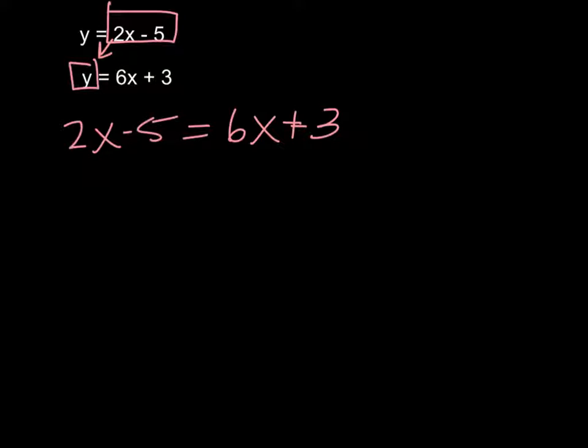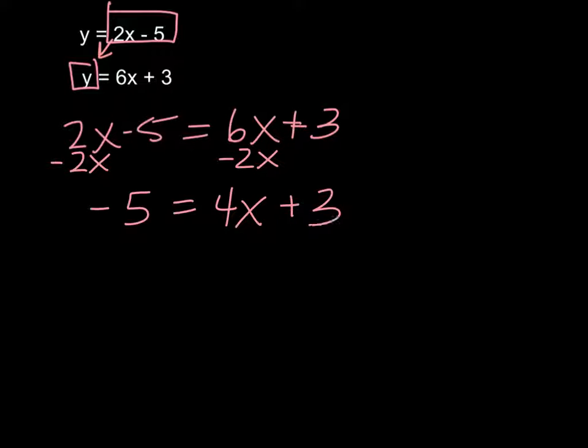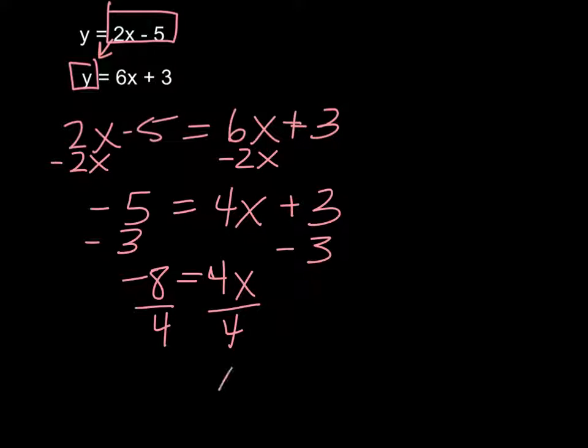So in this case, we have to get the x's to one side, the numbers to the other side. I always start by moving the smaller x value. So I'm going to look at this negative 2x right here. It's negative, which means I have to add 2x to each side. So on the left, we'll have negative 5 equals 8x plus 3. Now we need to get that 3 to the other side, so we're going to subtract 3. So we'll get 8x equals negative 8. Divide both sides by 8, and we'll get x equals negative 1.